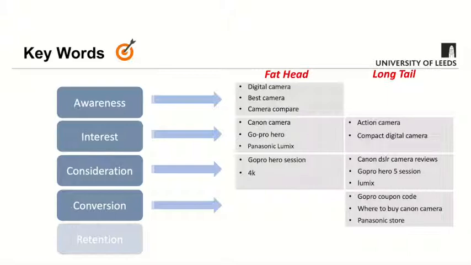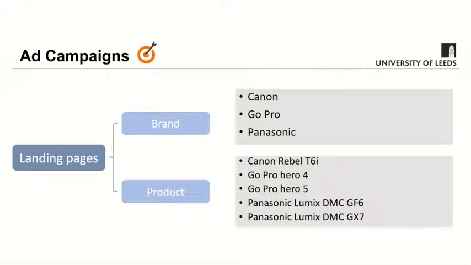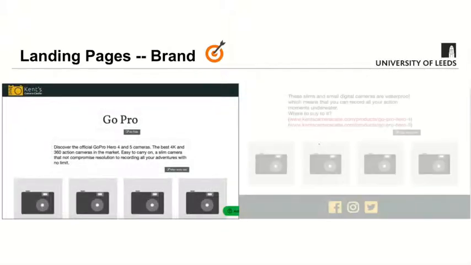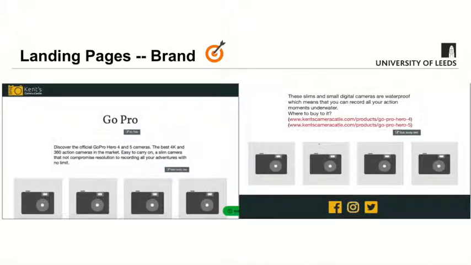According to the keywords classification and customer journey theory, we divide our ad campaign in 2 parts. In the first one, the ad will focus on describing our 3 different brands, Canon, GoPro, and Panasonic. In the second part, we focus on the different products, creating 1 ad per product. In the landing page part, we decided to create 1 landing page per brand, trying to use the same keywords that we have used for the awareness and interest ads. We had 3 landing pages for brands, 1 for GoPro, 1 for Canon, and 1 for Panasonic.